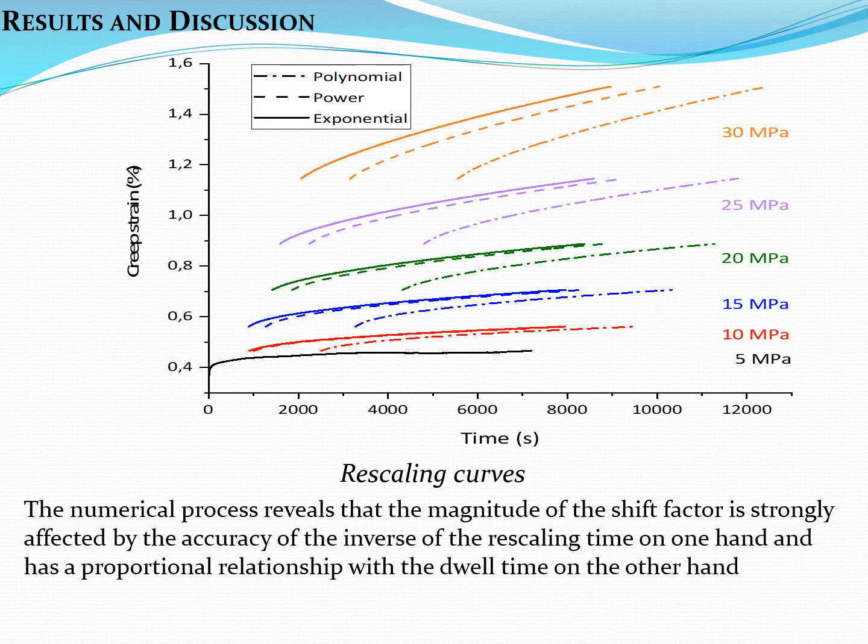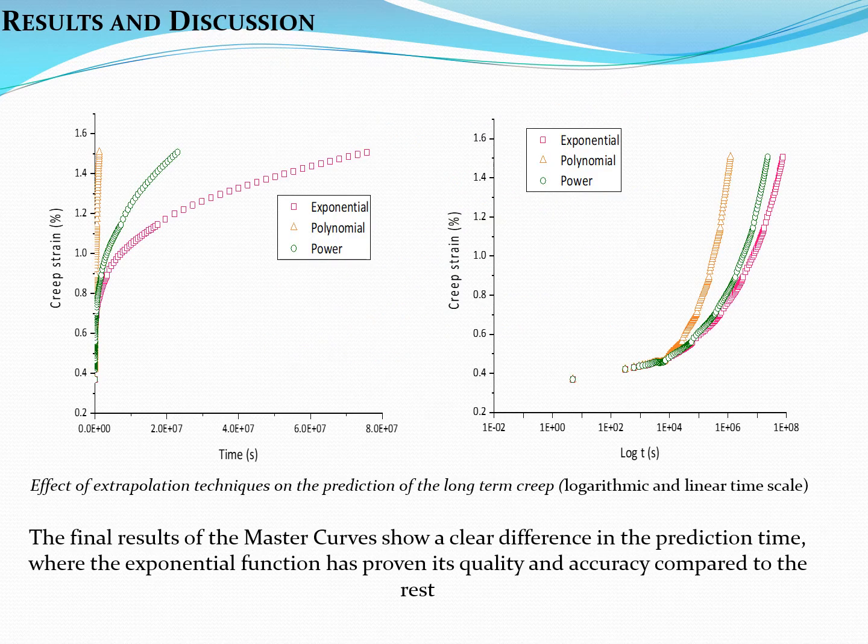The numerical process reveals that the magnitude of the shift factor is strongly affected by the accuracy of the inverse of the rescaling time on the one hand, and has a proportional relationship with dwell time on the other hand. Final results of the master curves show a clear difference in the prediction time, where the exponential function has proven its quality and accuracy compared to the rest.